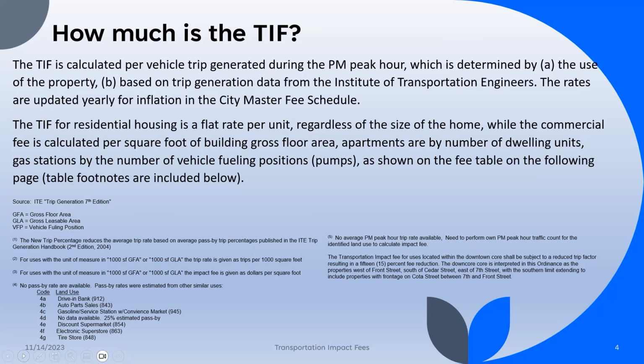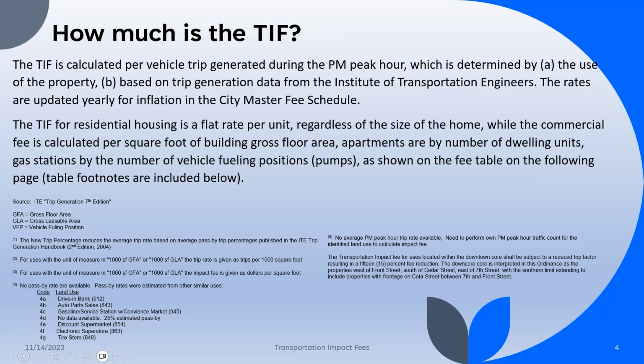So, traffic impact fees. Were there any final questions on that last slide? No? So how is the TIF calculated? It's a per vehicle trip generated during the peak hours, and it's determined by the use of the property. They use trip generation data from the Institute of Traffic Engineers. It's a national model, and the rates are adjusted each year for inflation. They're in the master fee schedule, which you saw at the last meeting.